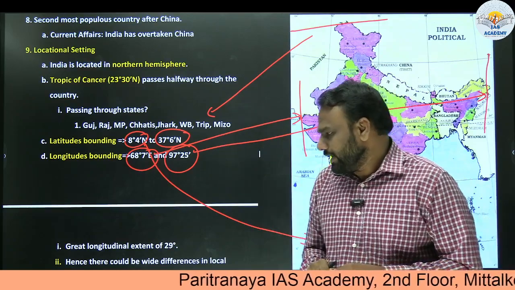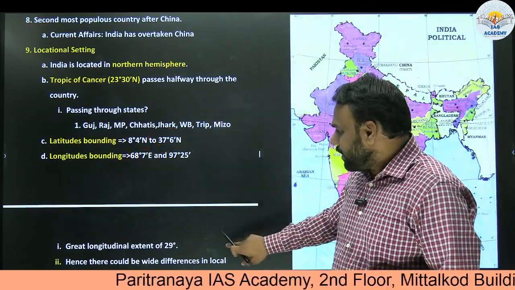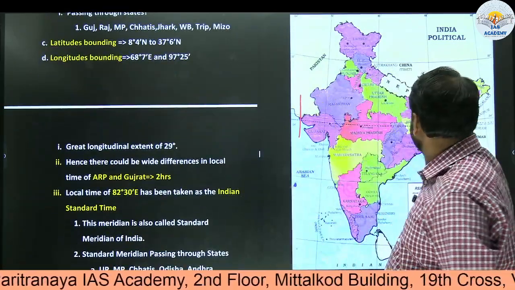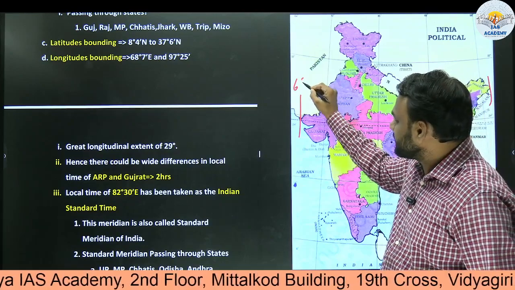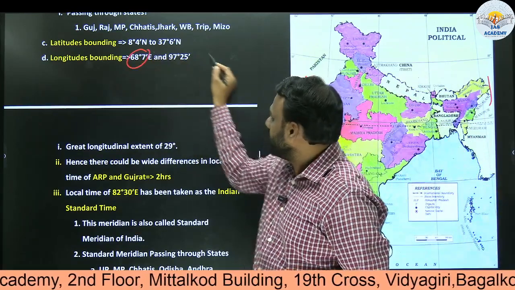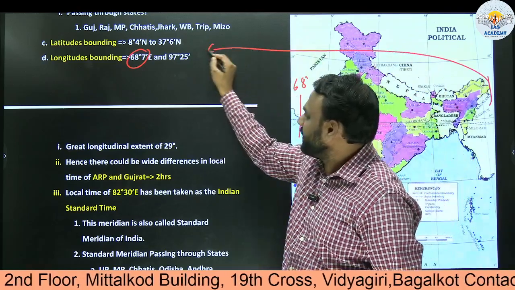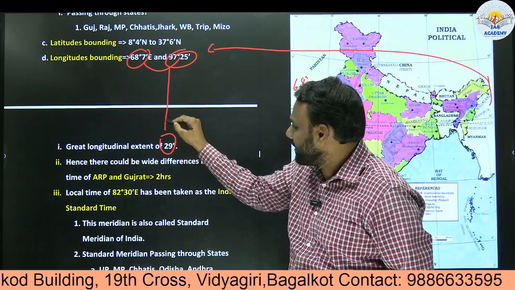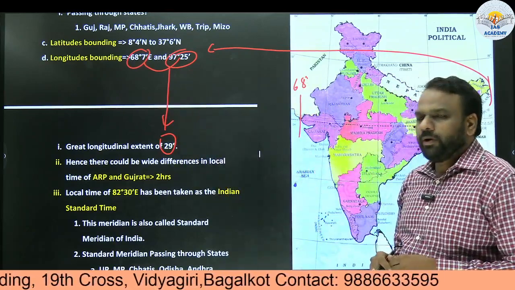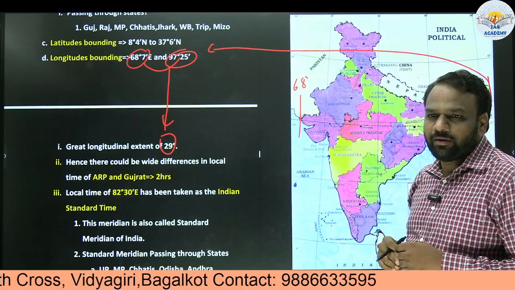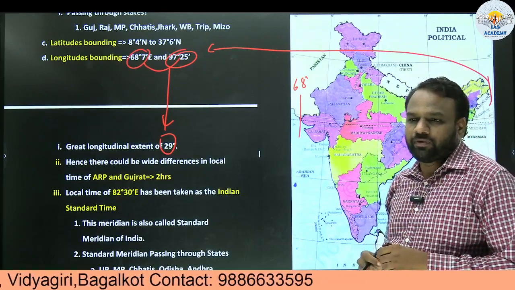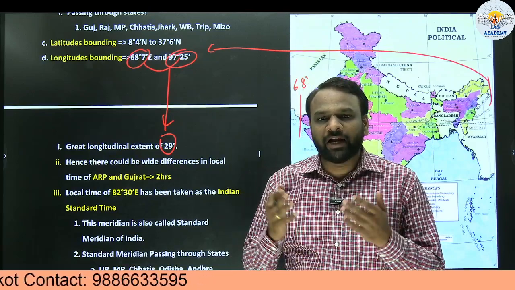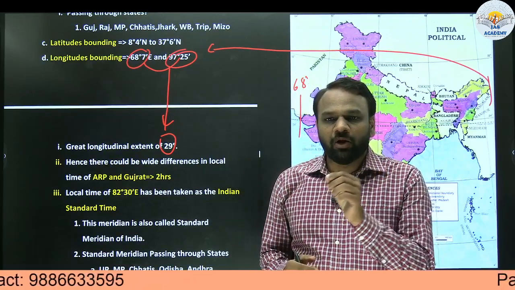Next, if you look at the longitudinal extent, here it is 68 degree 7 minutes, and here it is 97 degree 25 minutes. If you look at this difference, it is approximately 29 degree. But why is this 29 degree significant? It is significant with respect to time. In the previous classes we discussed that there is no relationship between latitude and time, but there is a relationship between longitude and time.